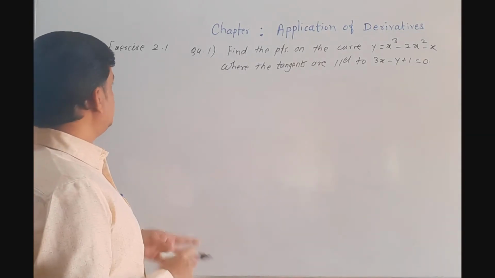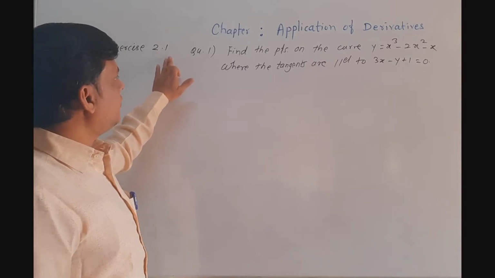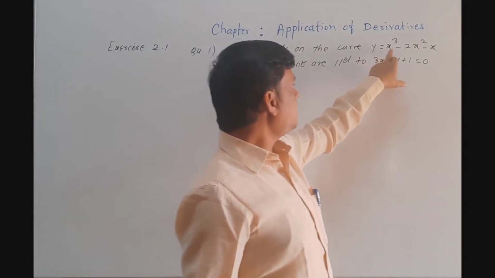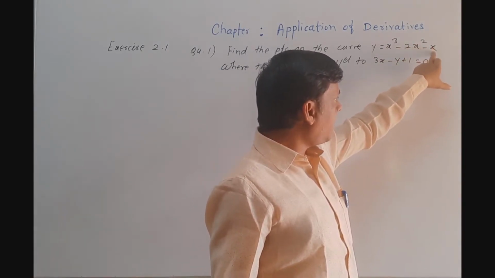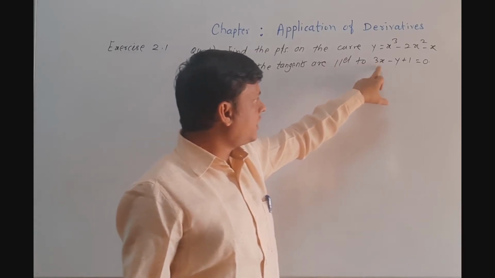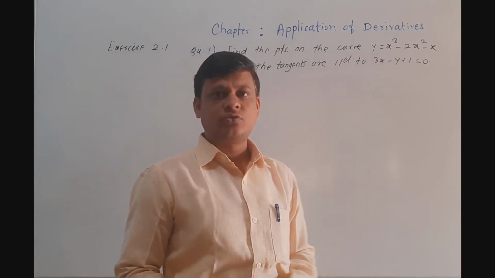Now see the first question from exercise 2.1. Find the points on the curve y is equal to x cube minus 2x square minus x, where the tangents are parallel to 3x minus y plus 1 equals 0.